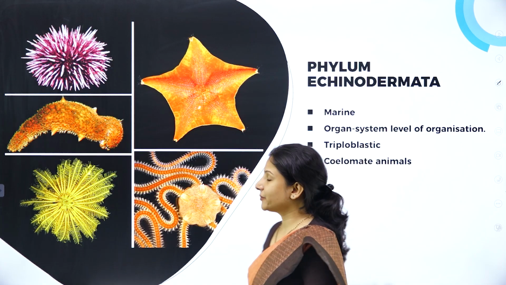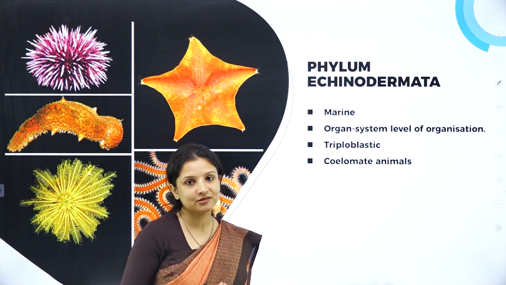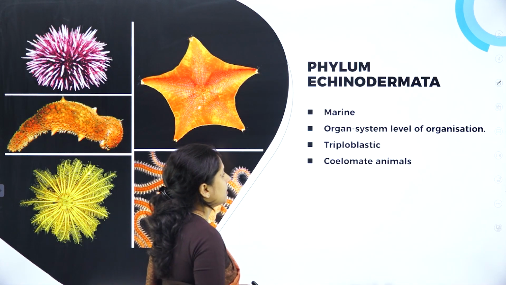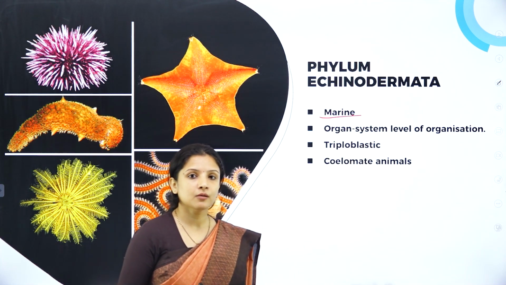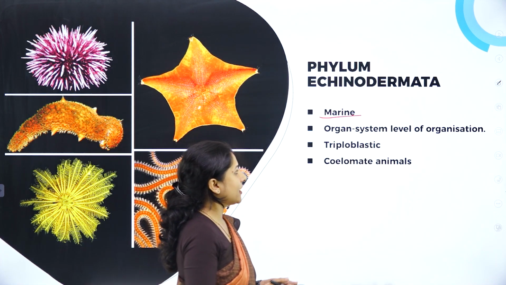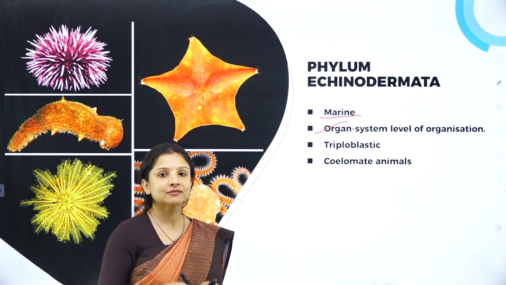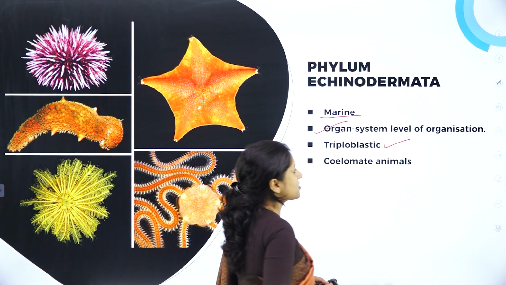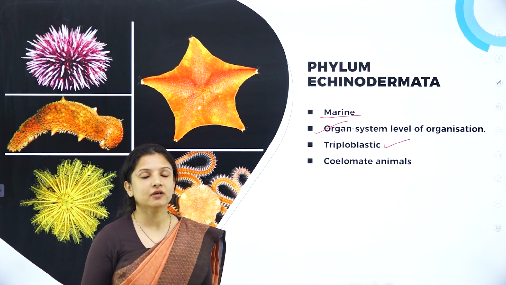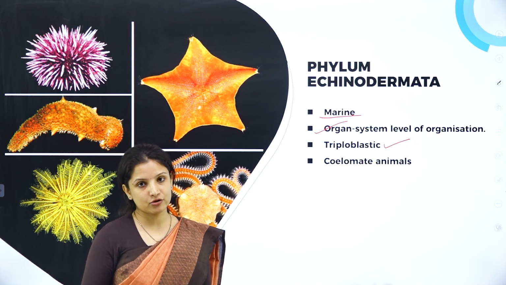So echinodermata, they are called spiny bodied because they have spines on their entire body, and they are marine, that is they live in seas and oceans, and they have organ system level of organization. Their cells are arranged in 3 embryonic layers. That is why they are triploblastic, wherein they have an outer ectoderm, a middle mesoderm and an inner endoderm.